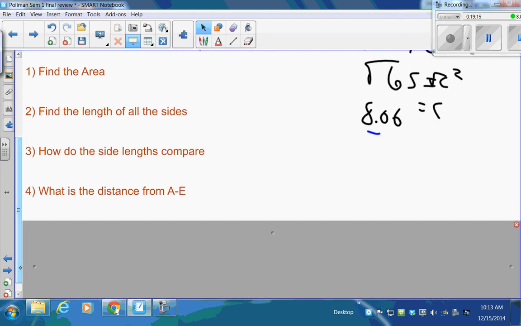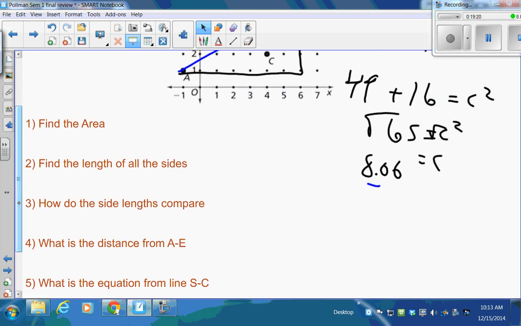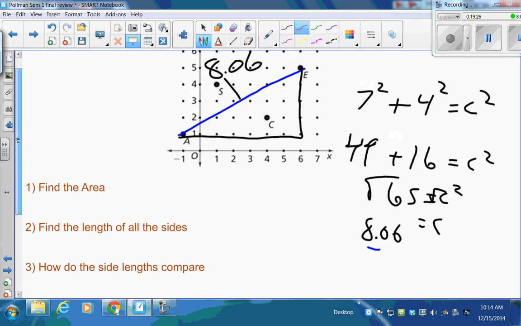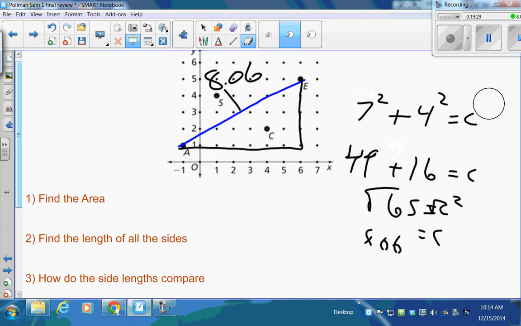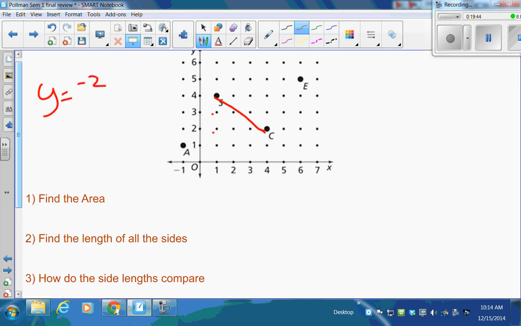And your last one you need to know from this problem is the equation from S to C. This one's a little bit harder. This is the one that a lot of us missed from last time. The first part of this video, I taught y'all how to find equations. Okay? So I'm going to erase all this. I go S to C right here. My equation is I go down 2 over 3, x plus b. Now, I'm going to take one of the points. I'll take S.